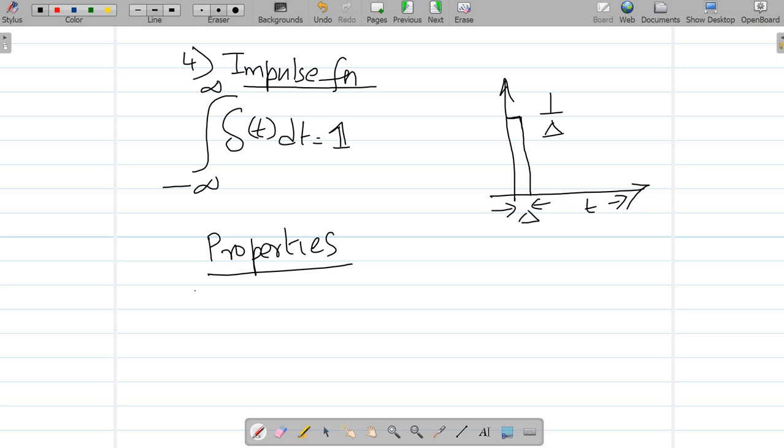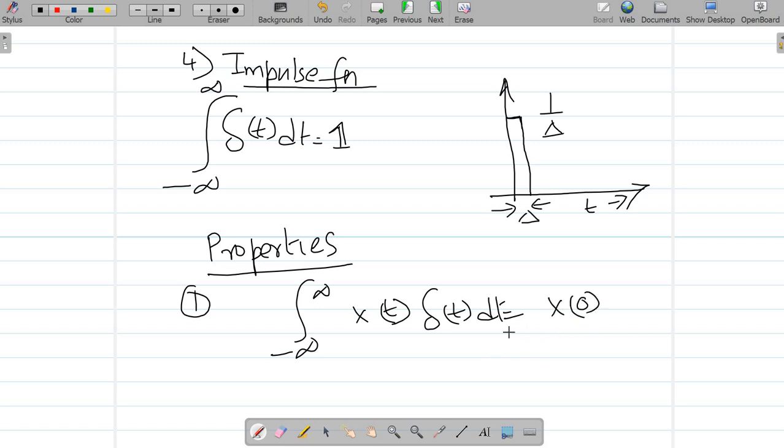So the first property is: the integral from minus infinity to plus infinity of x of t into delta of t dt is equal to x naught.